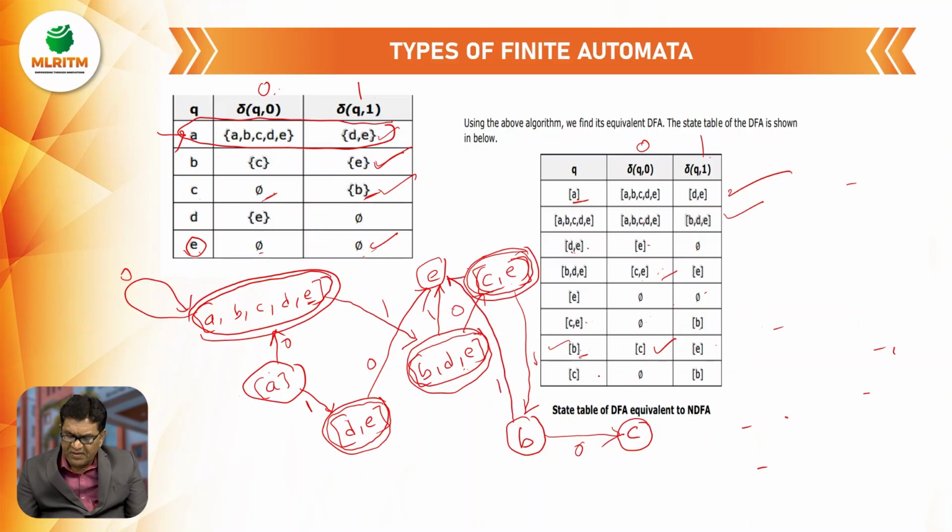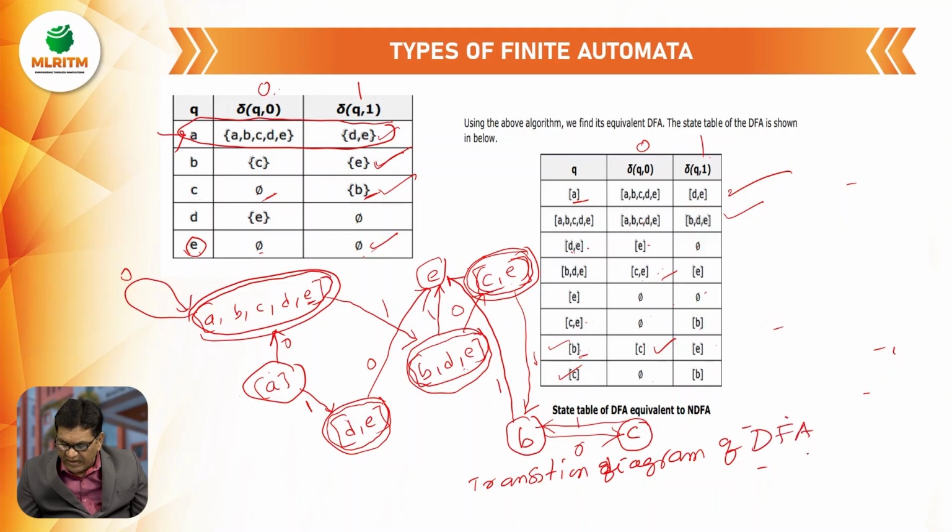Next, take one more state, C. C with 0, there is no path, phi. C with 1 goes to the next state B. This is the final transition diagram of the DFA. Finally, the given NFA has been converted into a DFA, a deterministic finite automaton.